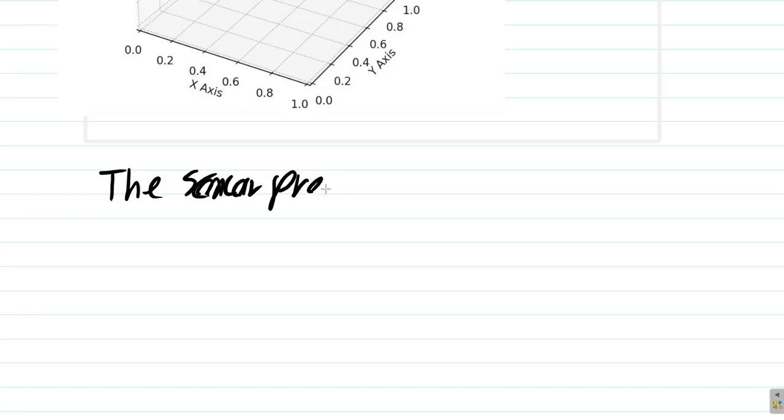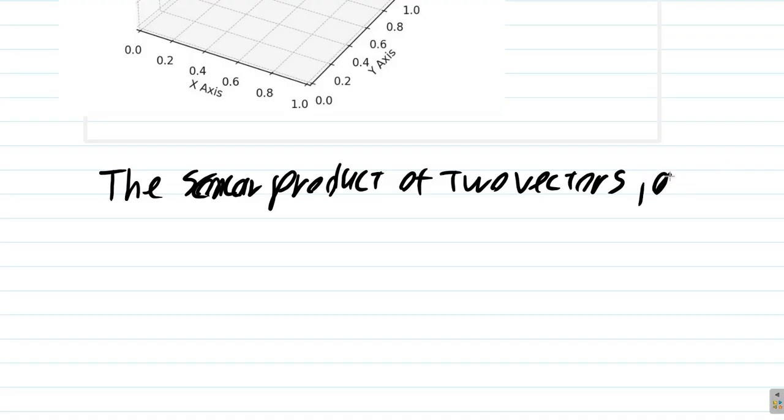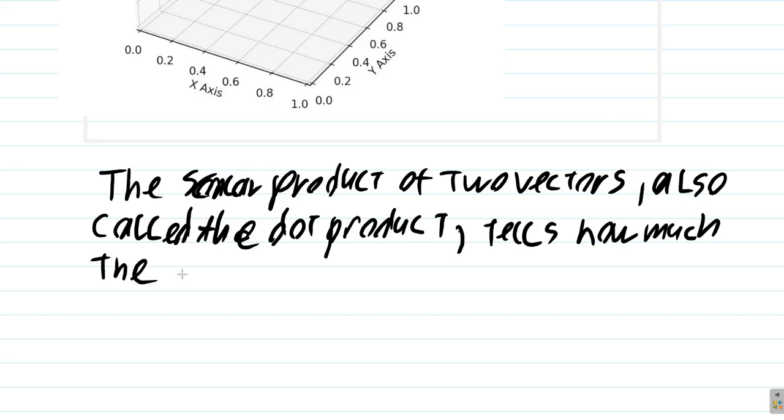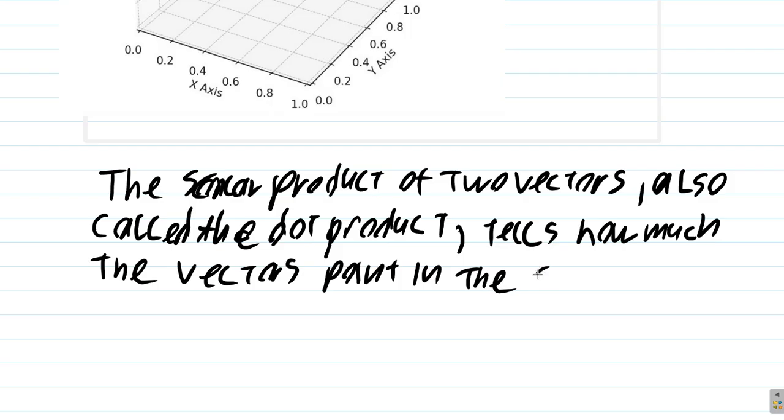The scalar product of two vectors, also called the dot product, tells how much the vectors point in the same direction. All right?